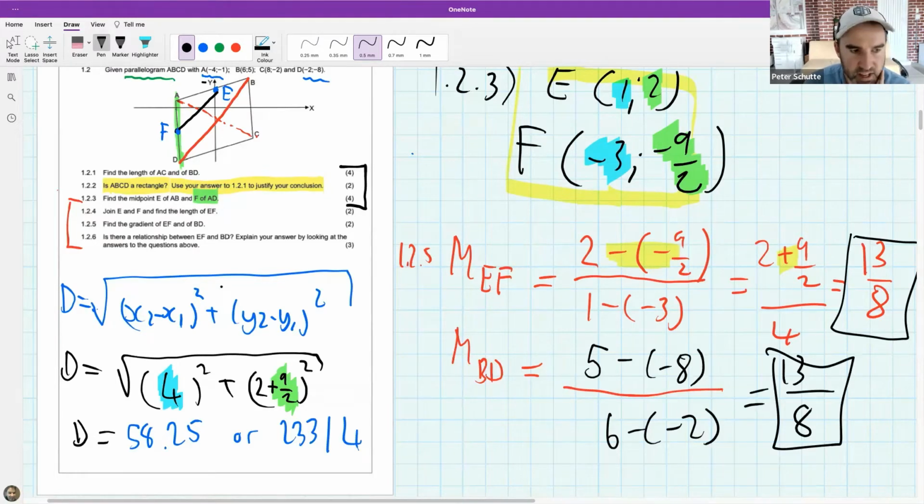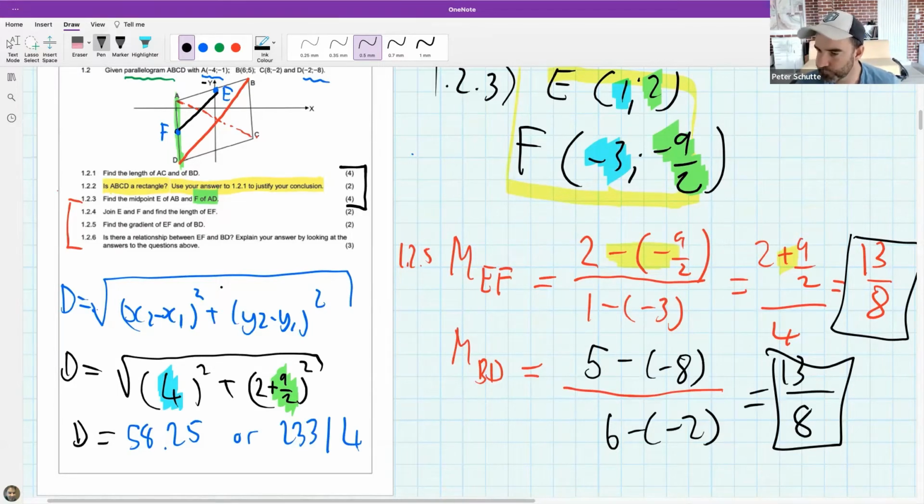So in the last question, is there a relationship between EF and BD? Explain your answer by looking at the answers to the question above. Someone said already, but I'd like you to notice, what do you notice about EF and BD? What do you know based on what the question has shown? I want you to pop it in the chat, please. They're equal. Okay, so what does it actually mean if the gradients are equal? The lines must be parallel. So BD and EF must be parallel to each other. Yeah, perfect, guys. You're smashing it. Well done, guys.